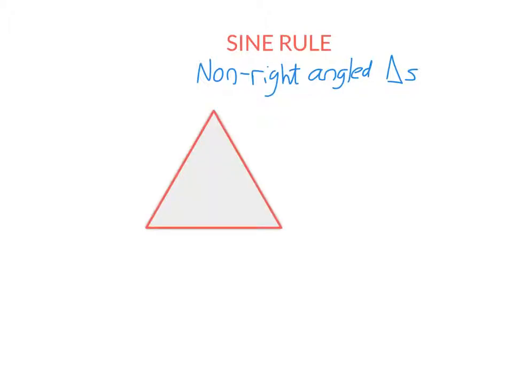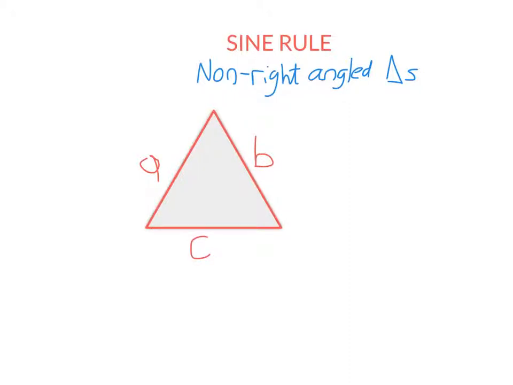Let's say we have a triangle like this, clearly a non-right angled triangle. We're going to label the sides a, b, and c. It doesn't matter which side you call a, which side you call b, which side you call c. In this case, c doesn't have to be the longest side. So I might call this side a, this side b, and this side c.